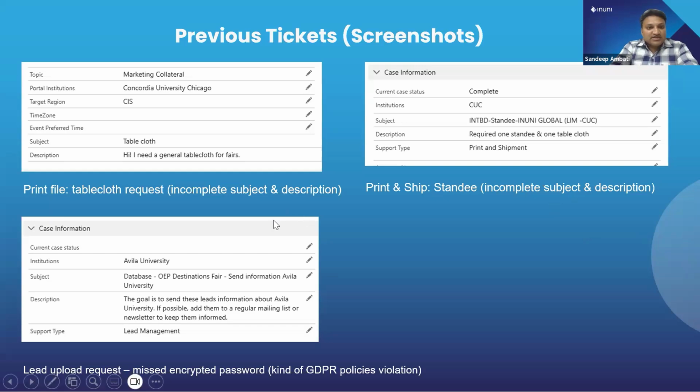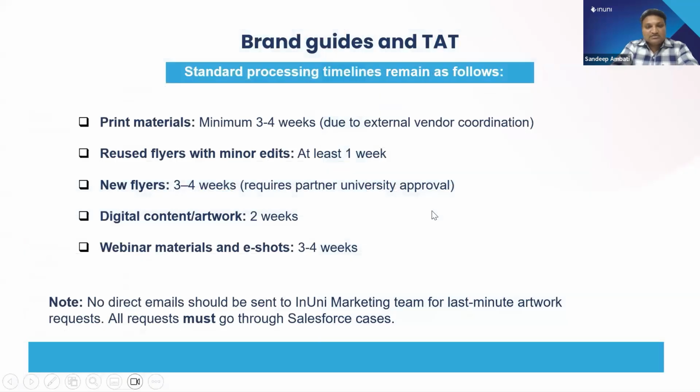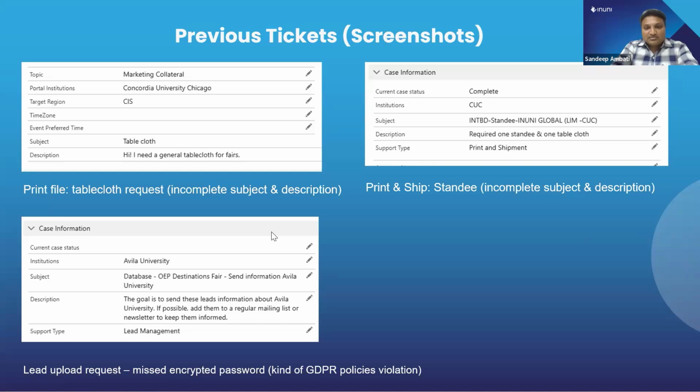The other case is a lead upload request, for Avila University lead management. The BD has provided all the details, first name, last name, email, country, but the file is not password protected. As I said, the Excel file should be password protected and you should mention the Excel file password within the case comments. It can be anything, the password 2025. Basically, we will follow 2025, so if you can mention 2025, that will be fine. But whatever password you use should be mentioned over the case comments.